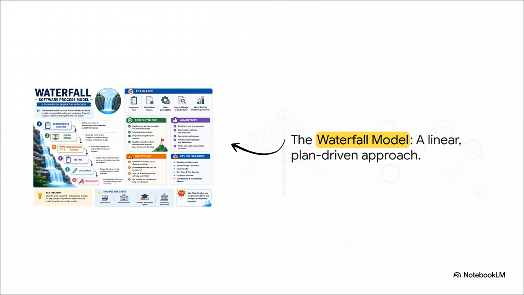Think of this as your traditional, strictly linear sequence. It takes its name literally, right? Progress flows in one direction, downwards, through the phases of requirements, design, implementation, testing, deployment, and maintenance. Every single phase must be completely finished, signed, and sealed before the next one even thinks about beginning. The output of one phase literally becomes the input for the next.